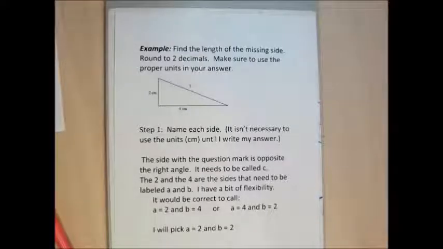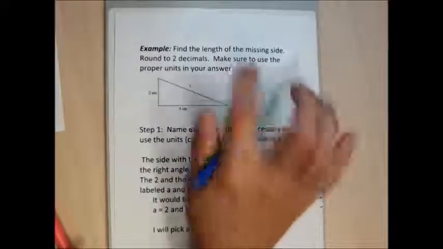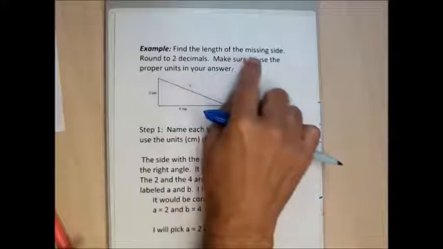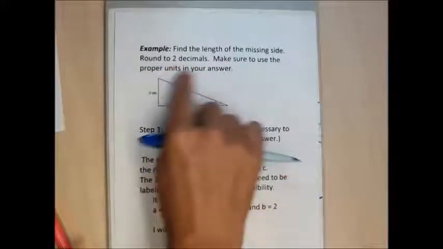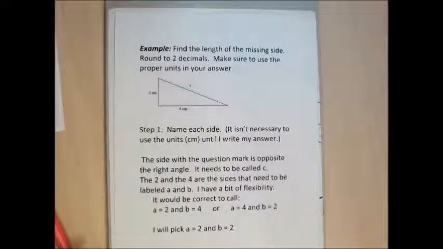And in this chapter, units are going to start to become important. It's the first time now that units are going to be important. So the example here says, find the length of the missing side, round to 2 decimals, make sure to use proper units in your answer.